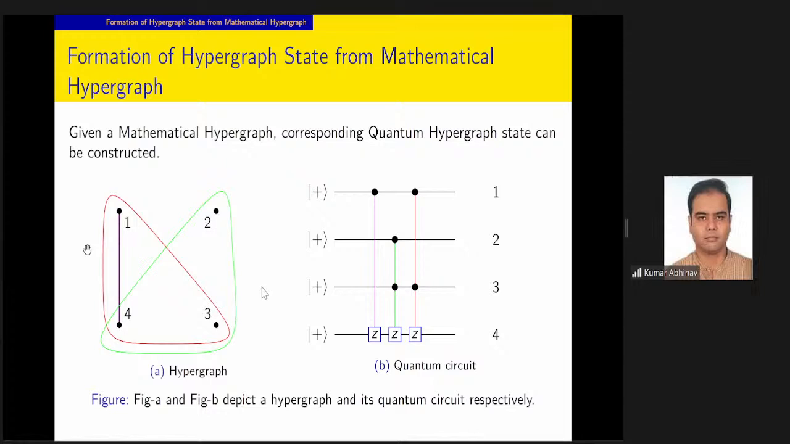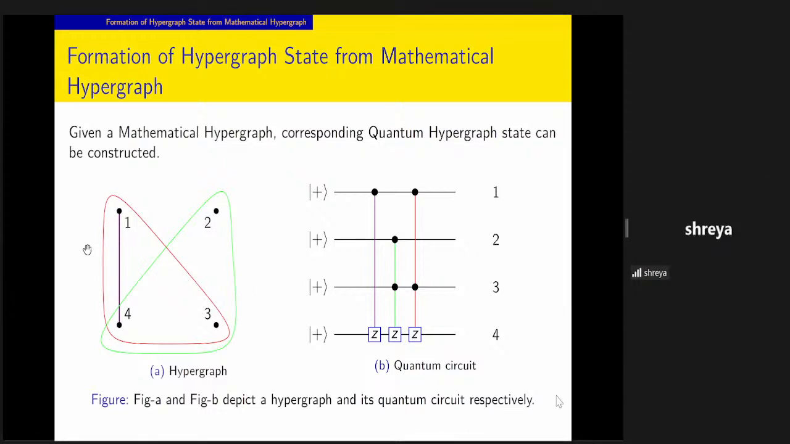After that, we'll come to the formation of a hypergraph state from a mathematical hypergraph. Here we have taken a 4-vertices hypergraph. That is, it consists of 3 edges. One edge is of length 2, one of length 3, and one of length 3. That is, we see 1 and 4 connected, 1, 3, 4 connected by another edge, and 2, 3, 4 connected by another edge. And we also made the connection based on the edge connection.